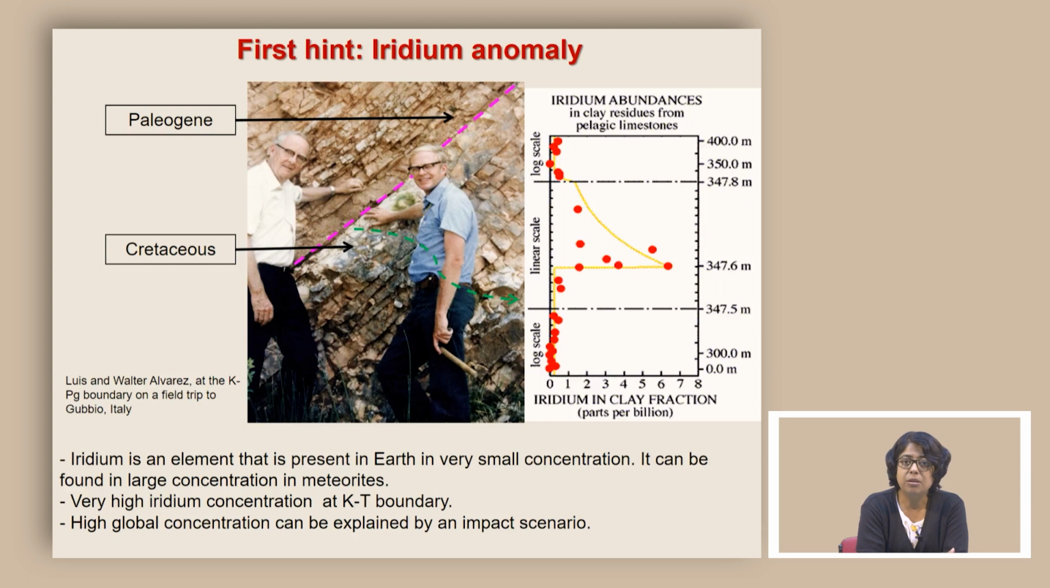So, this picture shows a father and son group. The father was Luis Alvarez, who was a physicist, and the son was Walter Alvarez, who was a geologist. They wanted to understand a little bit about a particular element called iridium, and their interest was to address some other question, because of which they wanted to check the iridium concentration across the KPG boundary. In order to do that, they went to a place called Gubbio.